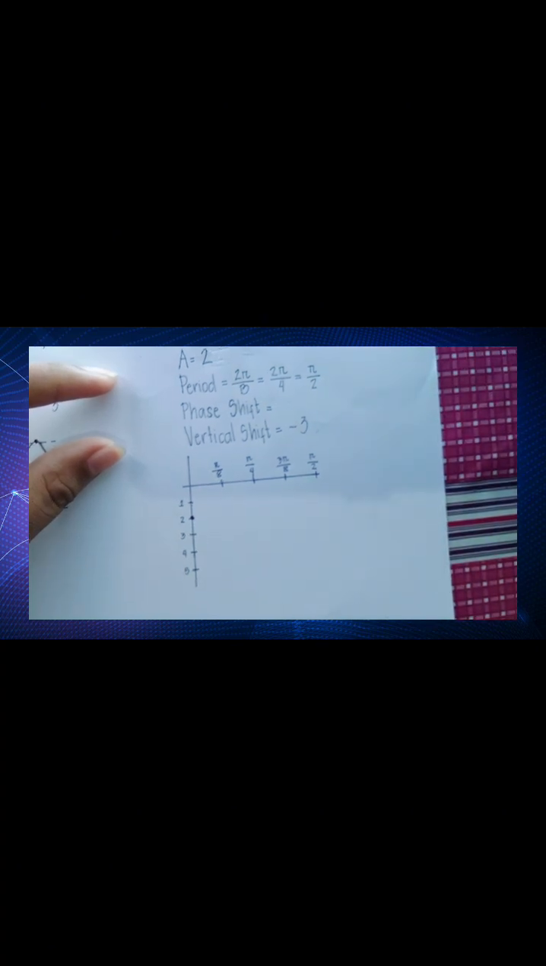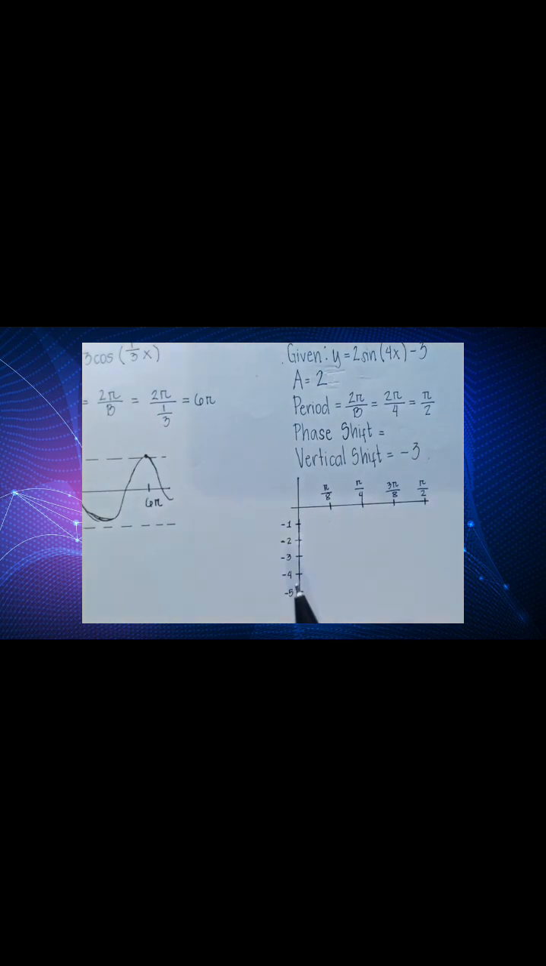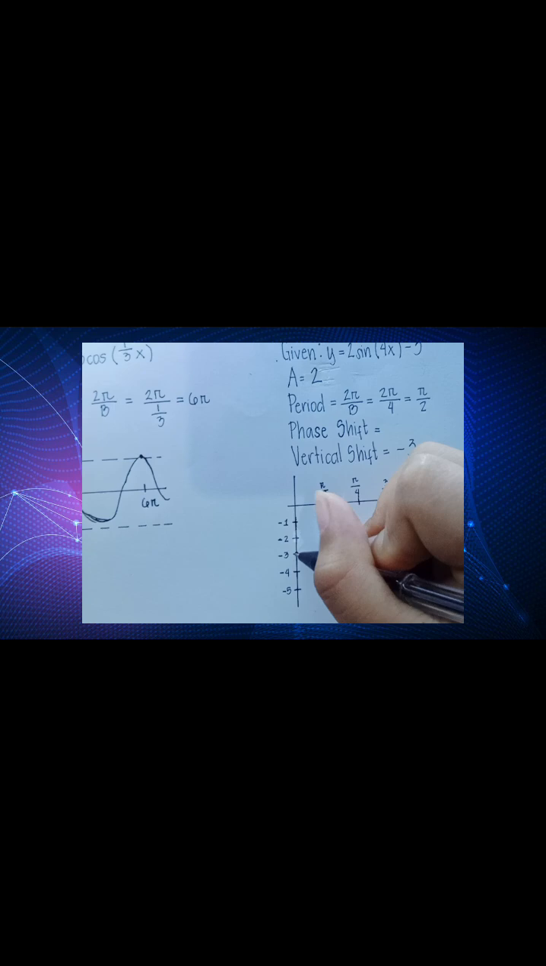So I repeat, this is our graph for the given number 2. So we have pi over 8, pi over 4, and 3 pi over 8, and pi over 2. So this is our graph. The negative 3 is the vertical shift. So we put the point at the negative 3 for the broken line. So we draw a broken line for our wave.